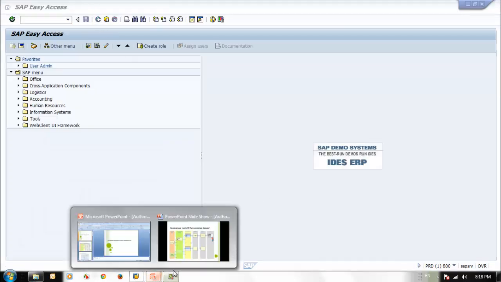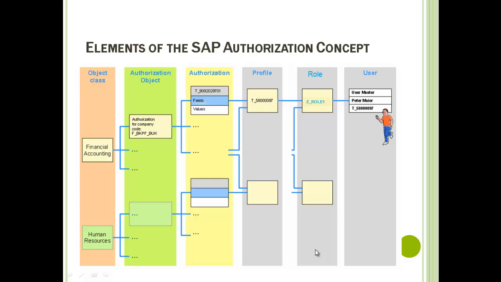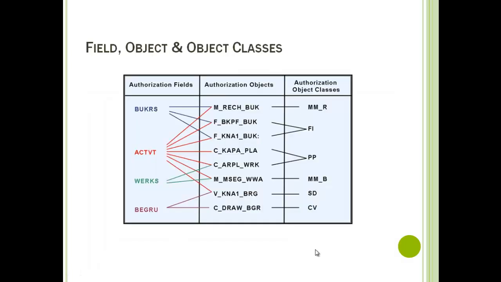Let's go back to our presentation. Next we will see the field, objects and object class, and how they are interlinked to each other. Now we have seen authorization objects. This has a field, BUKRS for example, but this field is used in many authorization objects, and then this is linked to an authorization class, where one authorization class will have many authorization objects.